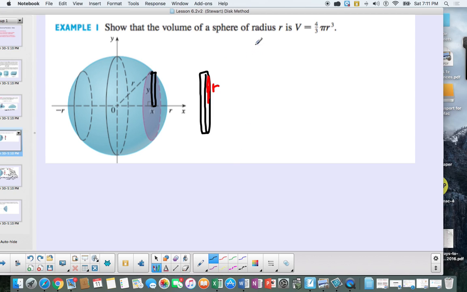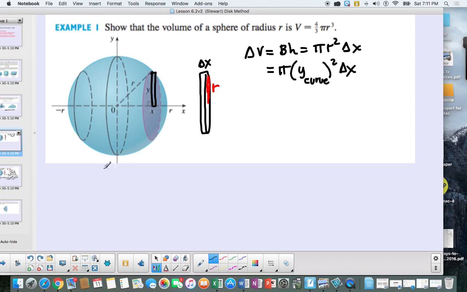Alright, so let's go ahead and take a look at a representation for the volume. The volume will be the area of the base times the height. Our base is a circle, pi r squared, and our width right here is delta x. So that will be our height. Now the radius is the y of the curve, quantity squared, delta x.